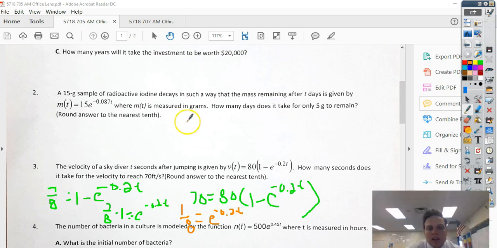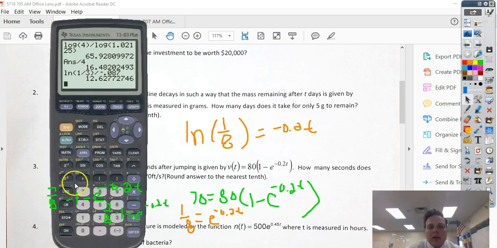I'm going to do it up here because I'm running out of space. So I'm going to say the natural log, because the base was e. When the base is e, you do natural log of 1/8 is equal to negative 0.2t. Now I just got to finish solving for t. So I do that by taking the natural log of 1/8 and then dividing that by negative 0.2, because that will give me t by itself. Press enter, and I get it's going to take about 10.4 seconds. Because it says how many seconds does it take?